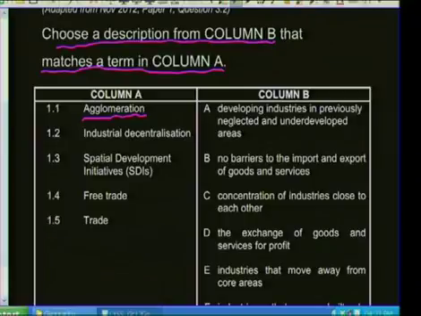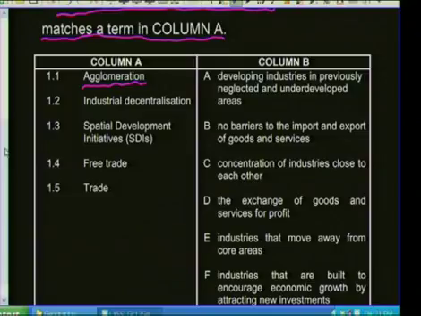Remember, these sections sometimes don't have a very high pass rate at the end of your exams because learners don't know the concepts. So, bringing things together. And we look at our options here. If I know my concept, obviously agglomeration is the concentration of industries close to one another. So your answer would be C. So for the first one it will be C.